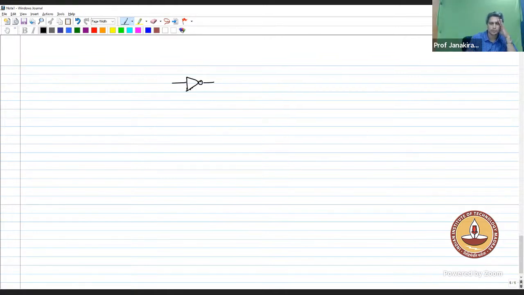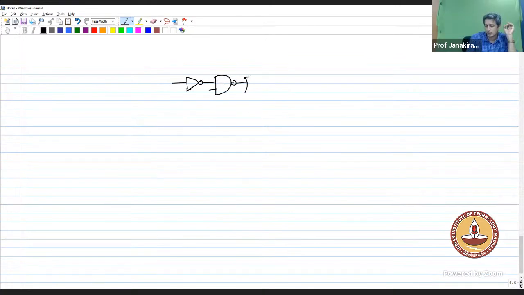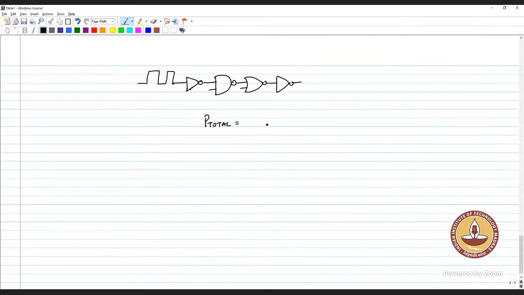Has the solution been posted for this? This is assignment 5. So I think Ashwin has posted the solution already. Okay, can you double check that? Just check it right now on the portal. See, for example, if you are given such an arbitrary circuit with the input switching at a particular frequency, what is the total dynamic power of this circuit? Yes, sir, the solution is posted for this problem.